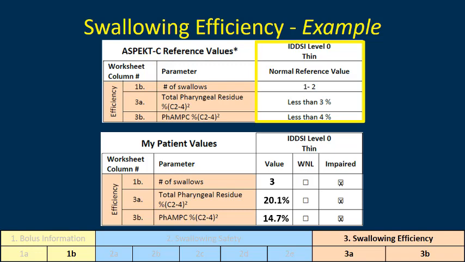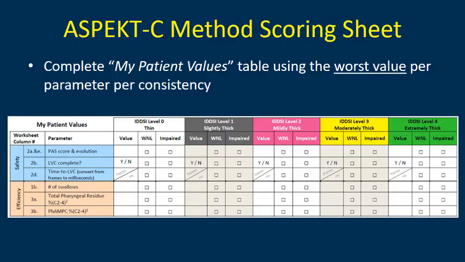and we interpret this parameter as impaired. And lastly, we consider our measurement for pharyngeal area and maximum pharyngeal constriction, which is greater than the normal reference value of 4%. Here, we also interpret our pharyngeal area and maximum pharyngeal constriction value of 14.7% as impaired.